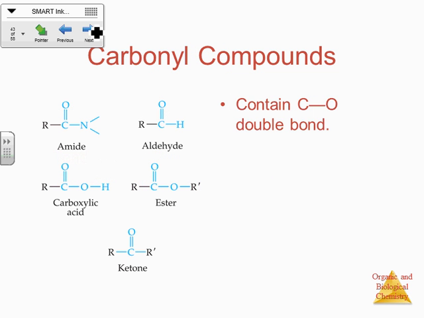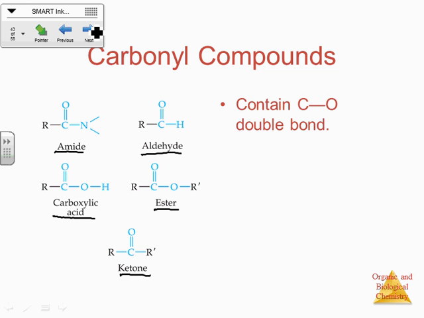Carbonyl compounds. There's a lot of different carbonyl compounds, okay? And so if you hear that term, basically what that means is there's a carbon-oxygen double bond, okay? So you notice in all of these different categories here, the amides, the aldehydes, carboxylic acids, the esters, and the ketones, you have carbon-oxygen double bonds. So what determines which one of these five it is is what else is attached to the carbon that's double bonded to the oxygen.